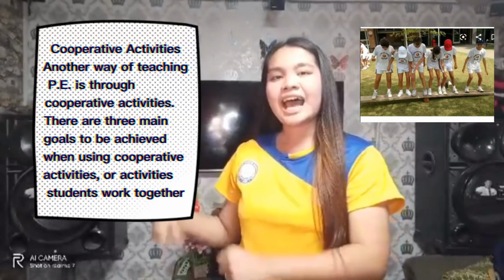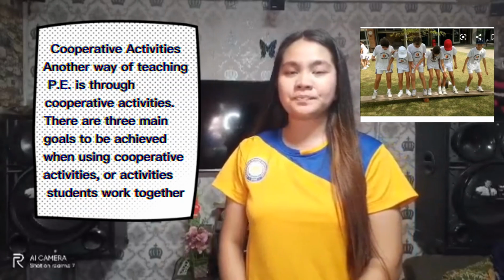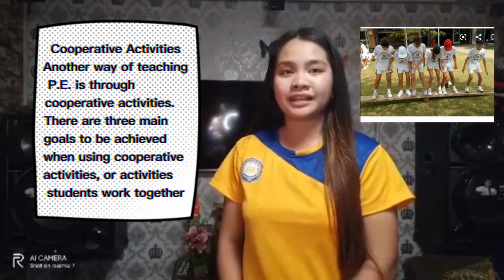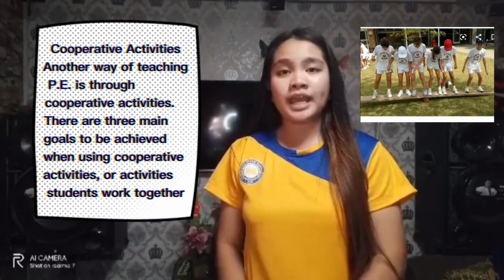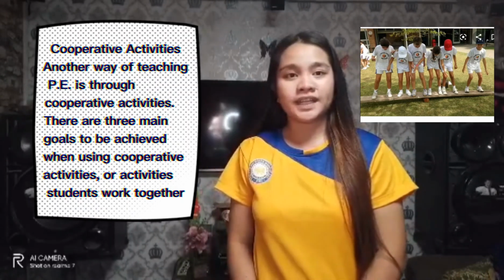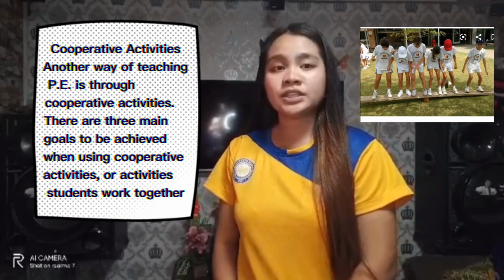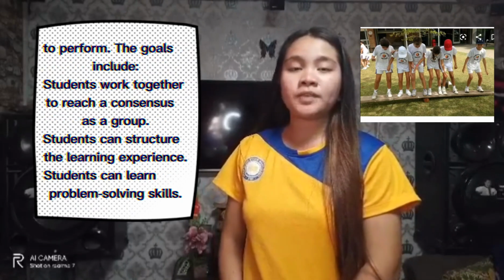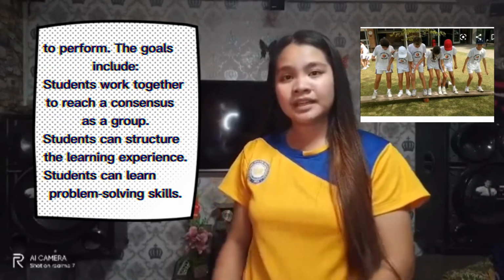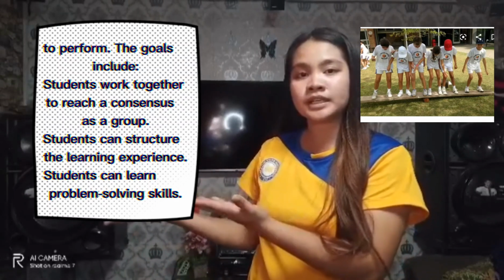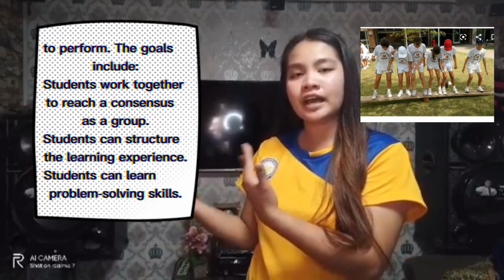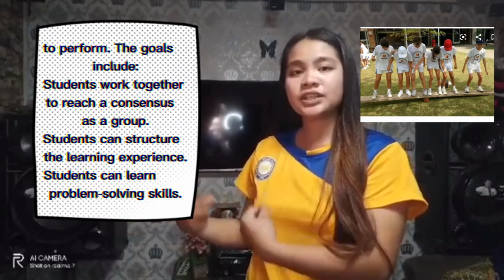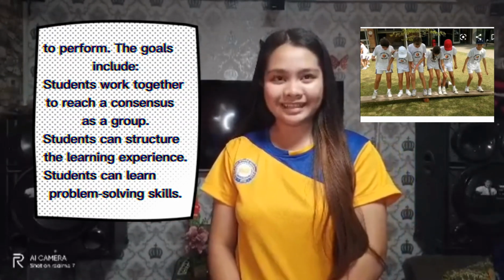Fourth is cooperative activities. Another way of teaching PE is through cooperative activities. There are three main goals to be achieved when using cooperative activities, or activities students work together to perform. The goals include: students work together to reach consensus as a group, students can structure the learning experience, and students can learn problem-solving skills.